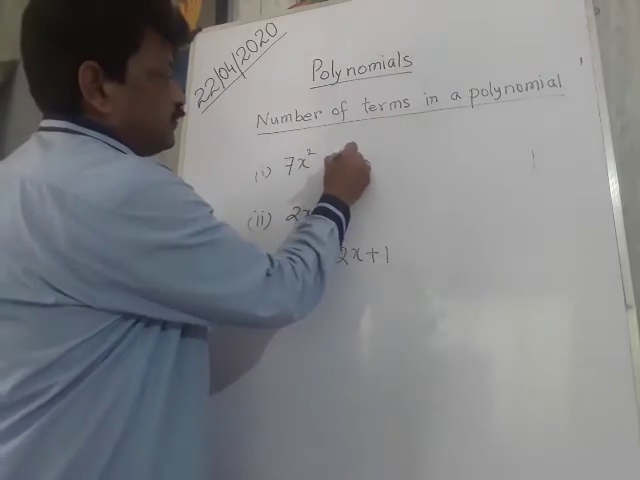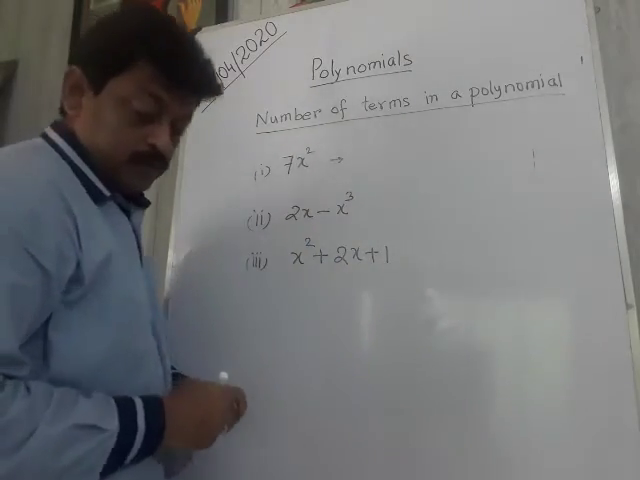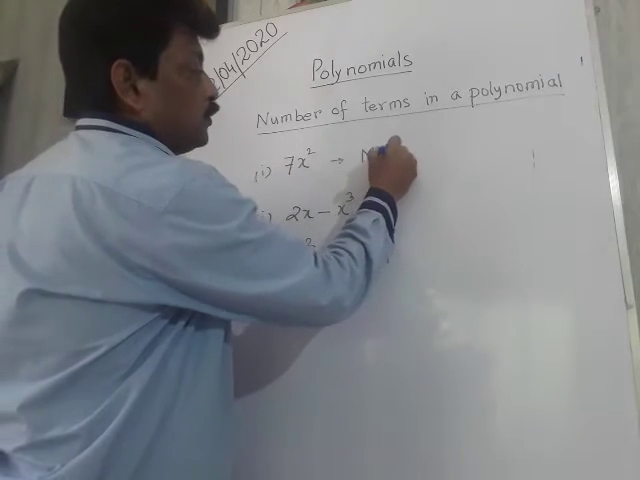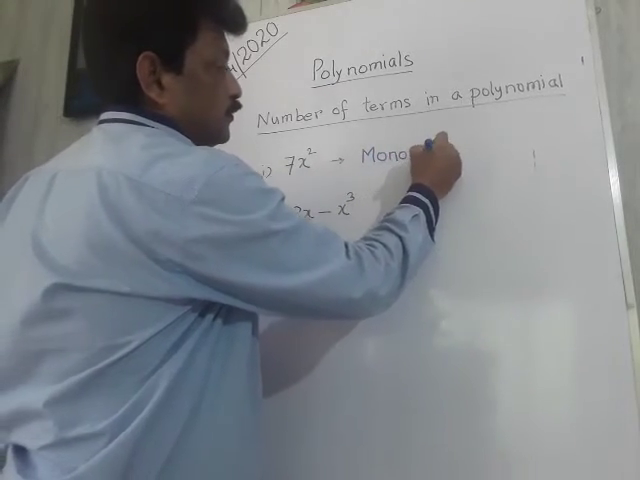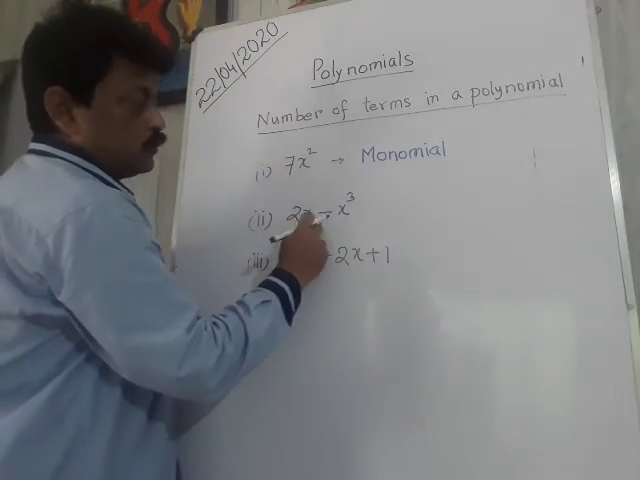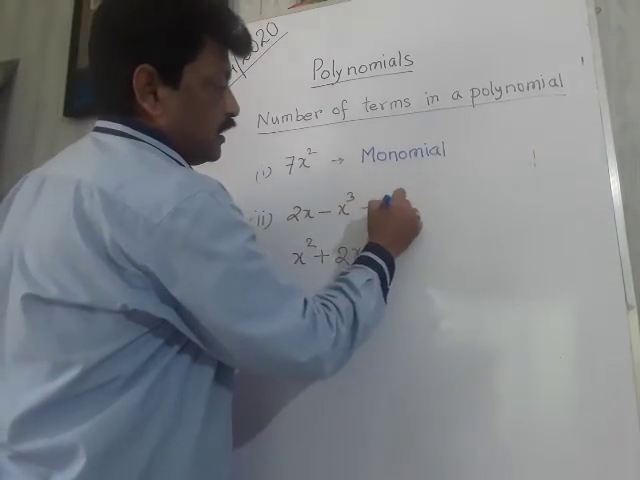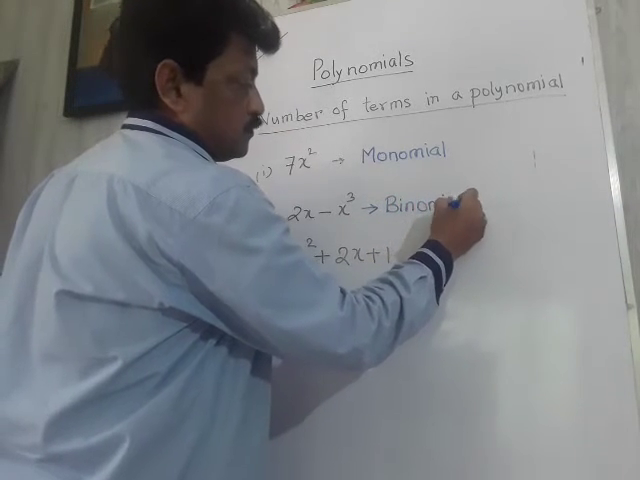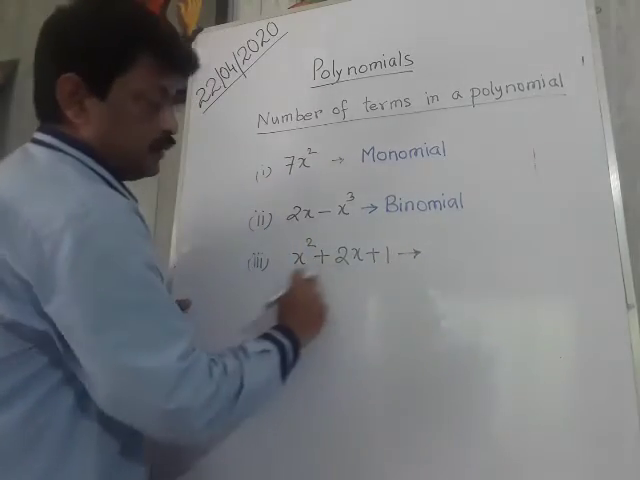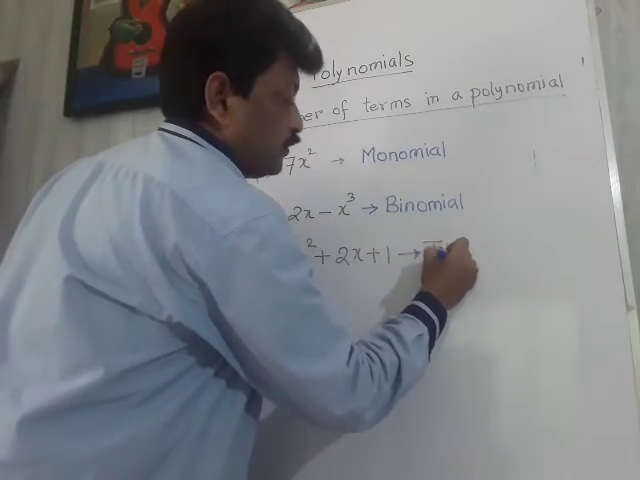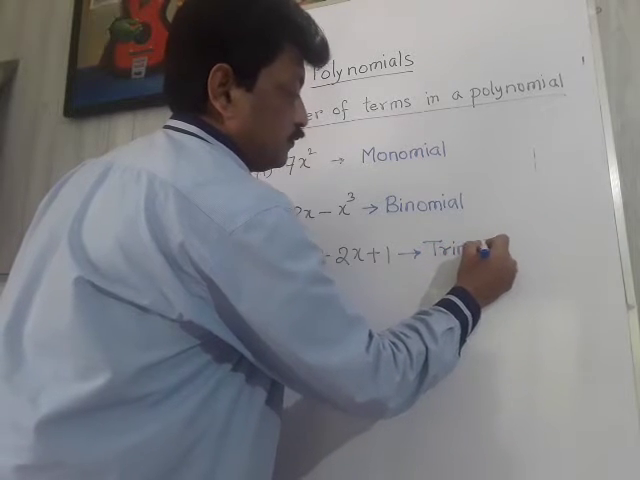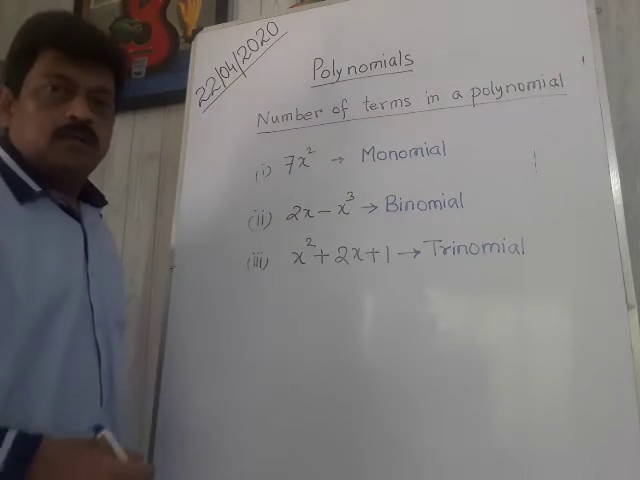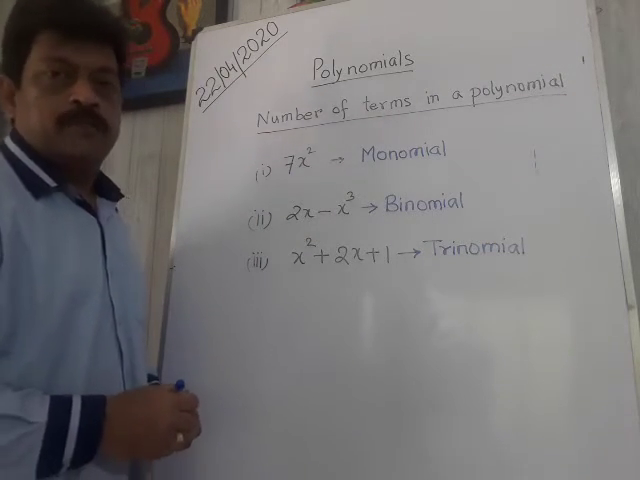So here, since there is only one term, it is known as a monomial. There are two terms in this polynomial, so it is known as a binomial. There are three terms, so it is known as a trinomial. So in this way we can classify the polynomial according to the number of terms.